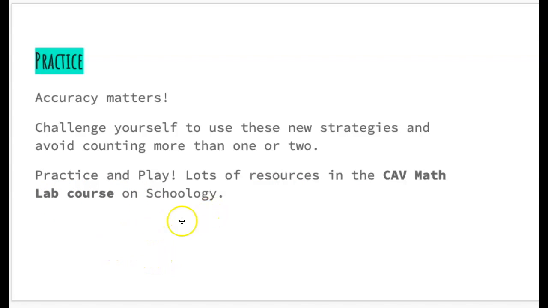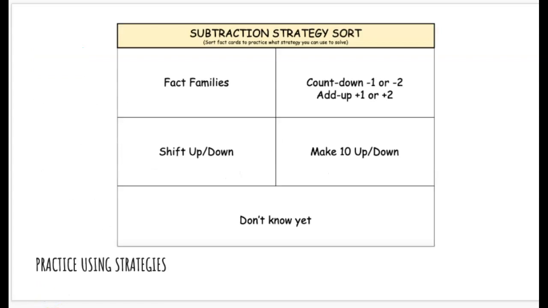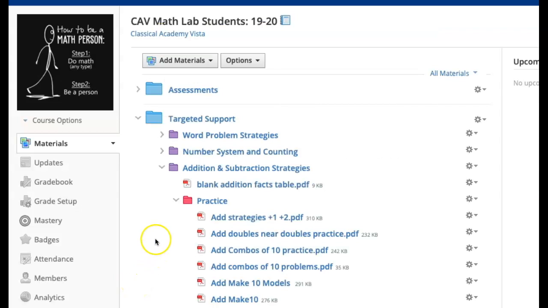And there's a lot of resources for you in the CAV Math Lab course on Schoology. This video goes over a lot of strategies, so really take your time and learn them and play with them. One resource that can help with this is a subtraction strategy sort mat, where you take fact cards and you sort them in these categories to see how you would solve that problem. This resource and a lot more are available to you in the CAV Math Lab course.